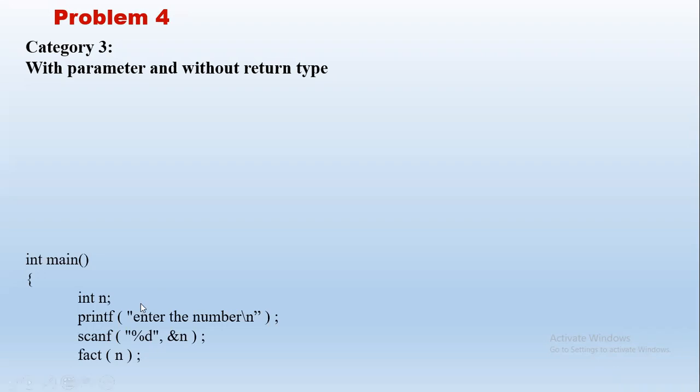Now compare each and every category with one another. The only thing is that the parts are getting exchanged: with parameter, without parameter, with return type, without return type. The program is exactly the same. The logic is the same. Only the category of functions changes. We have taken the exact same function, same program, so that you can understand the difference between the 4 categories.